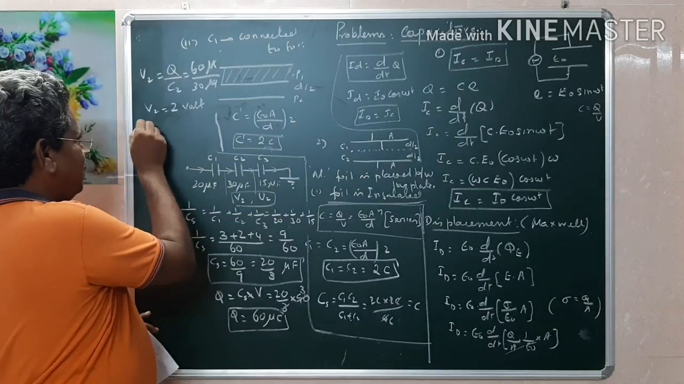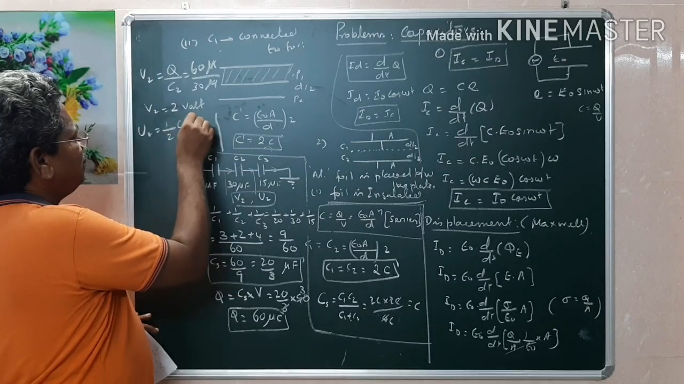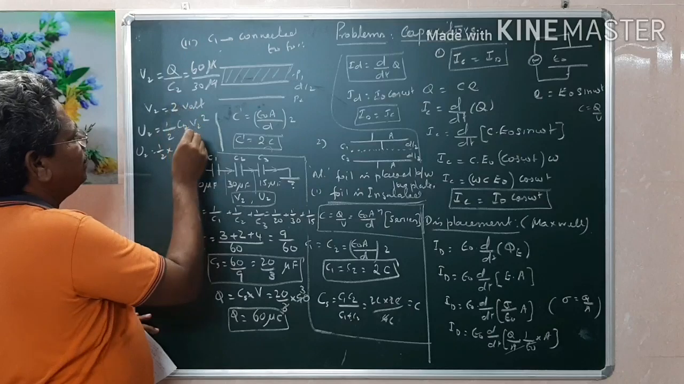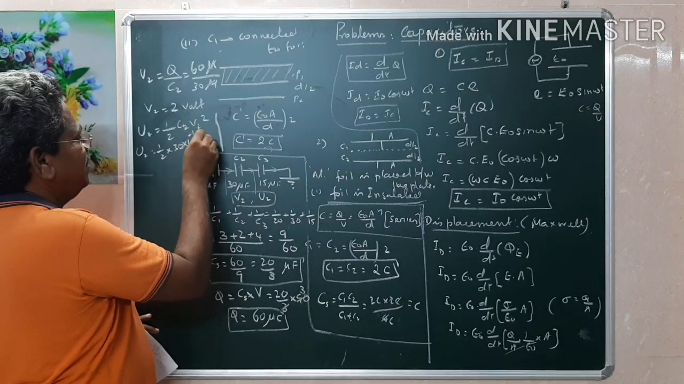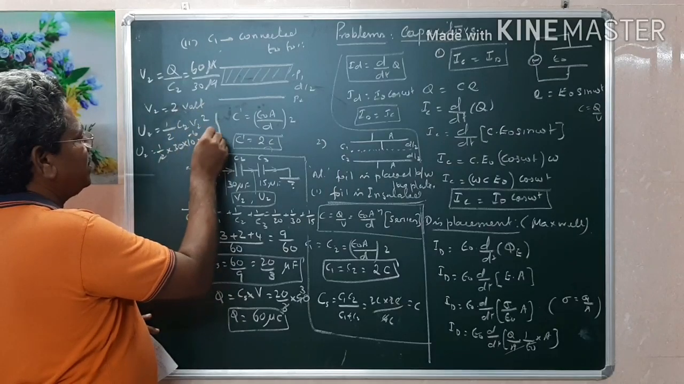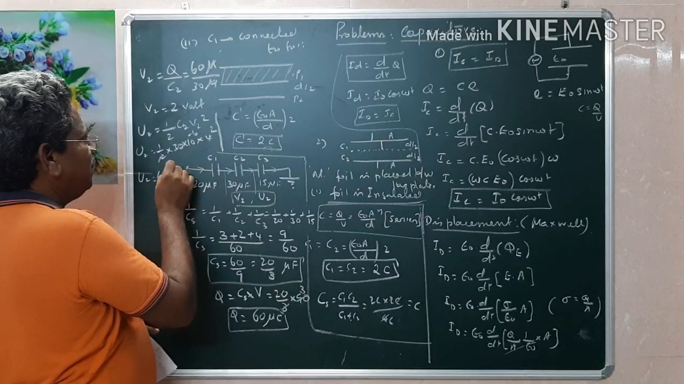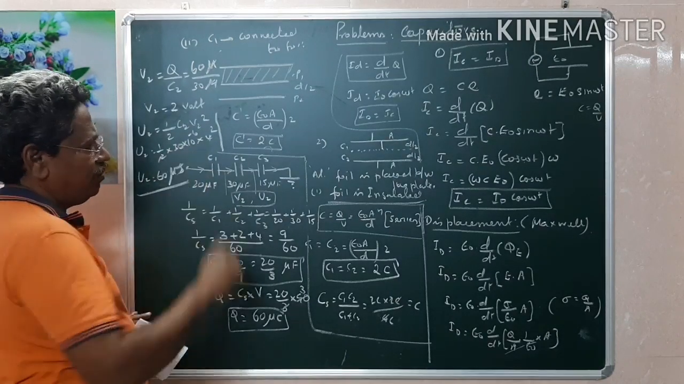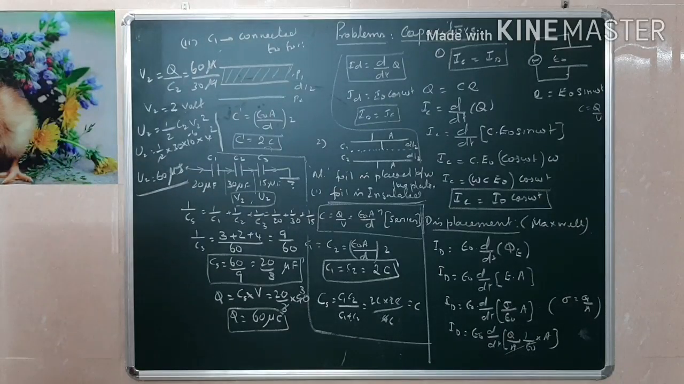Then what will be the energy? U2 is equal to half into C2 into V2 square. That's all. That equals half into C2, where C2 equals 30 microfarad, 30 into 10 power minus 6. V2 square is 4. Therefore, this U2 is equal to 60 into 10 power minus 6 joule, 60 microjoule. So these are the simple problems you can solve.